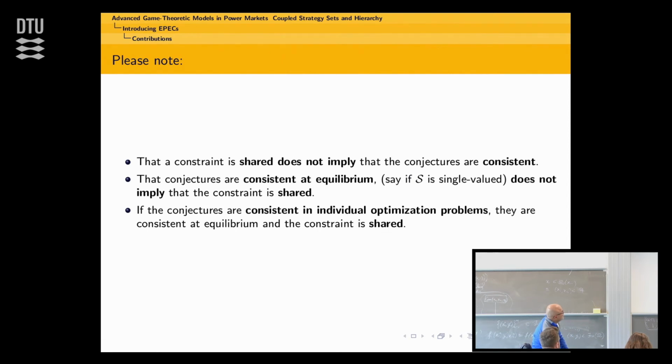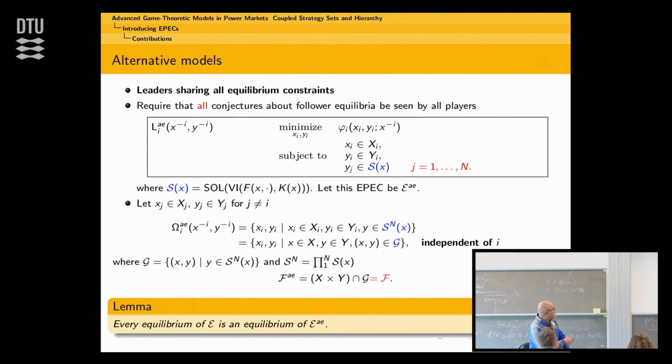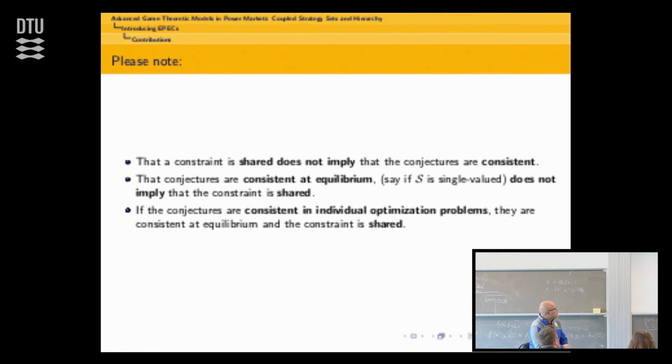Before I continue, I want to show you this: that a constraint is shared does not imply that the conjectures are consistent. Just because I solve this problem and it's a shared constraint, does it mean that at the equilibrium y1 is equal to y2 is equal to y3? Not in this case. I could have different y's, right? But in this case, yes, I have the same y's. Just because the constraint is shared doesn't mean the conjectures of the follower equilibrium are the same. They're only the same if I enforce that.